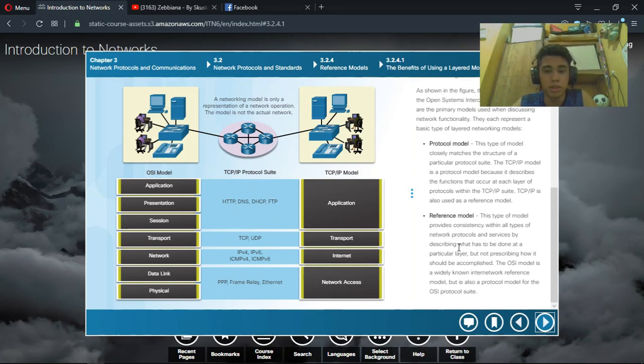There are two types of model: the TCP/IP model and the OSI model. The TCP/IP model is the protocol model, because the TCP/IP model describes the functions that occur in each layer. The reference model is a type of model that provides consistency with all types of networks, protocols, and services by describing what has to be done at a particular layer. An example of this is the OSI model.